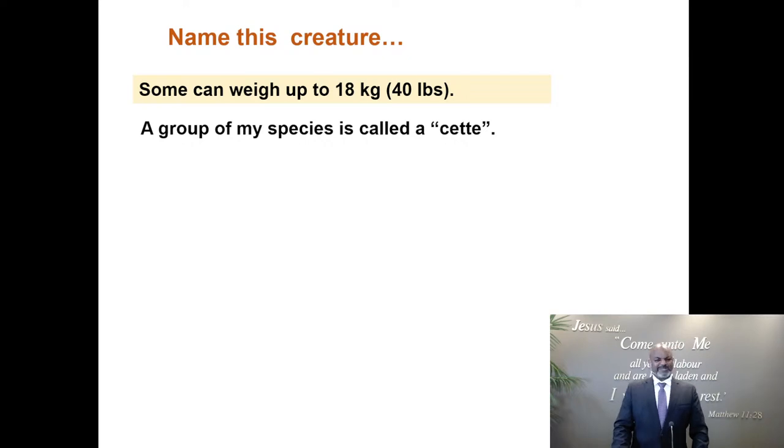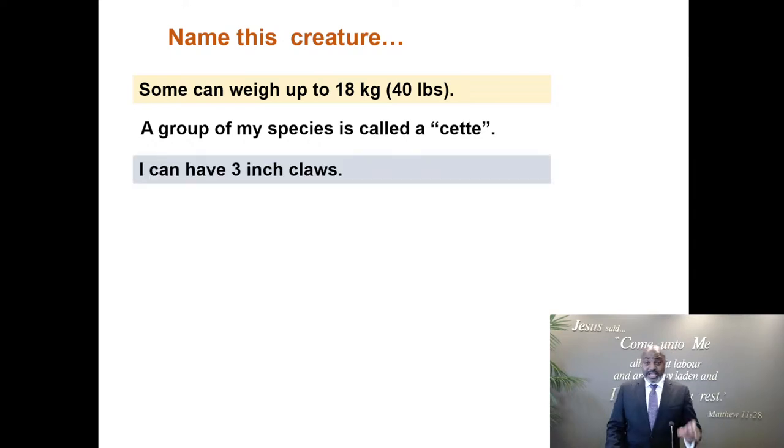You know what? I think you might say that a few times today. Huh? Okay, I'm going to repeat it, and then you say huh with me. A group of my species is called a set. Huh? Okay, let's try number three. Okay, I can have 3-inch claws. Ooh, pretty long claws. 40 pounds, a group of my species is called a set, and 3-inch claws.